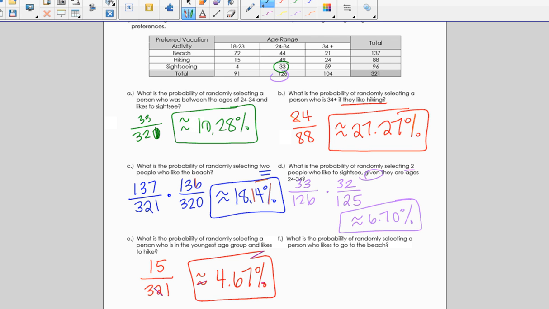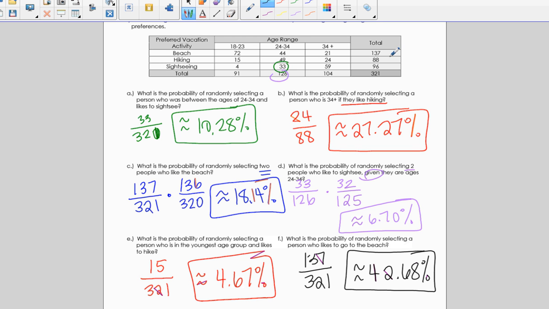Okay. All right, last but not least, we have what is the probability of randomly selecting a person who likes to go to the beach? All right, this is just general, the probability of liking to go to the beach. So that is 137 out of the 321 total. So it is about 42.68%. So that makes sense because that's the highest number out of everybody. Because who doesn't like to go to the beach, right?